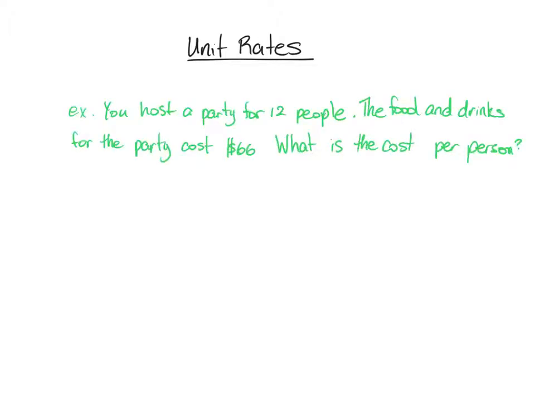Okay, so in this example, we know that it's going to cost $66 for 12 people. But we want to know what's the cost for one person. So if we put this down as a ratio, as a rate, we'll get that $66 is the cost for 12 people. Again, this is a rate because we have dollars in the numerator and people in the denominator. All right, but we want the cost for one person. So the question is, how much will it cost for one person?